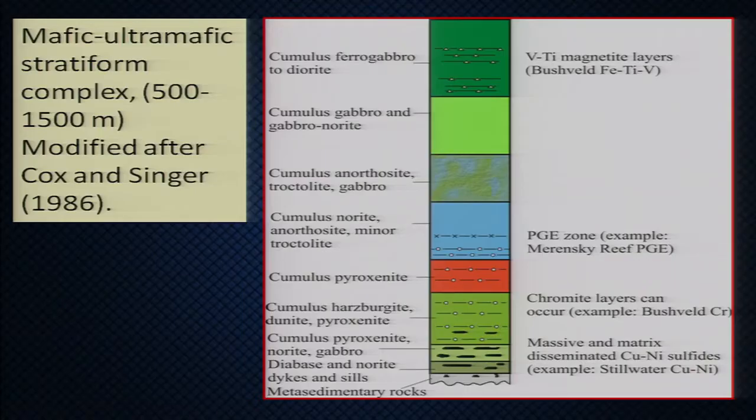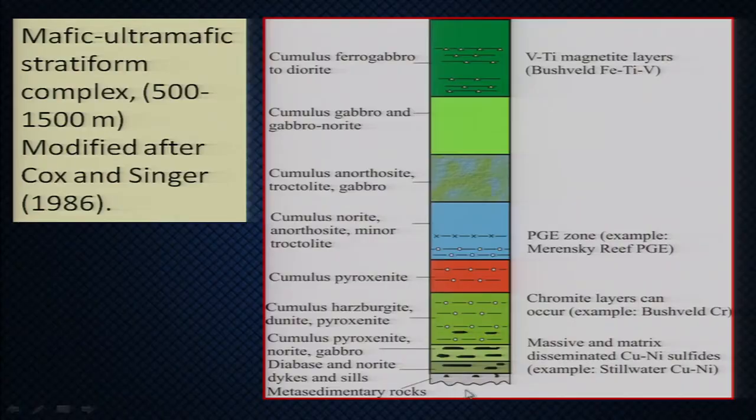Why layers? Because of the gravitative settling of the early formed minerals. The early formed minerals settle down according to their density, and the larger formed crystals, cumulates, settle down and form a layer. But these layers are important as far as ore deposits are concerned. In the lowermost layer, there are mostly massive and matrix disseminated copper nickel sulfide deposits. Copper nickel sulfide deposit is associated with this lowermost green colored layer.